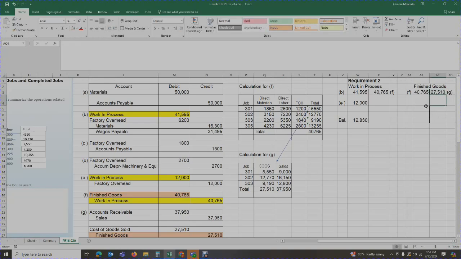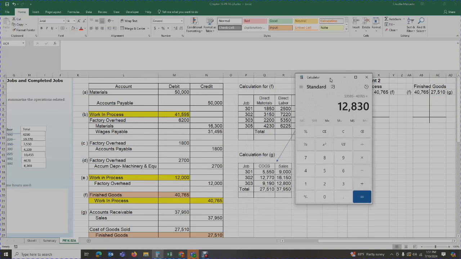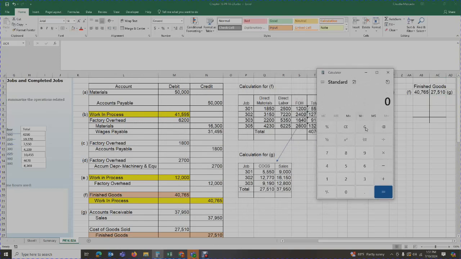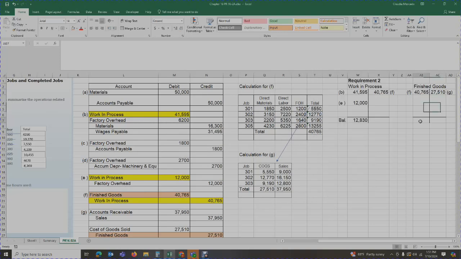Now I'm going to calculate my ending balance. I only have 1 debit, 1 credit. So let's get our calculators out. We have a debit of 40,765 minus 27,510. That gives me an ending balance of 13,255. And this is a debit balance. So these are my 2 balances for the 2 accounts that we were requested.